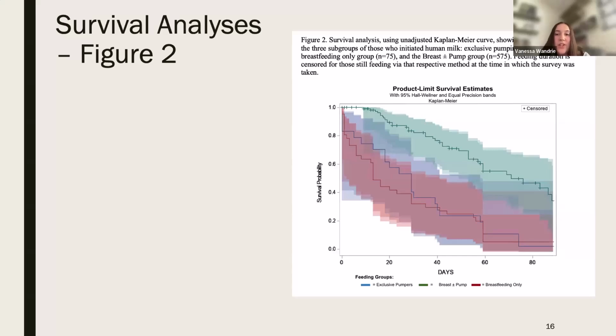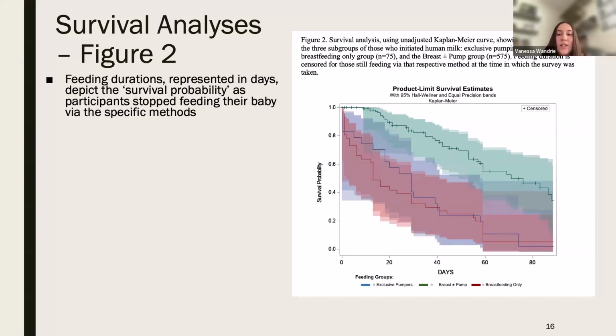So for results, Figure 2 shows the survival analysis I made using a Kaplan-Meier curve with 95% confidence intervals. Feeding durations represented in days on the x-axis depict the survival probability as participants stopped feeding their baby via the specific method of feeding. The blue line represents the pump-only group, the red is the breastfeeding-only group, and the green is the breast plus or minus pump group.